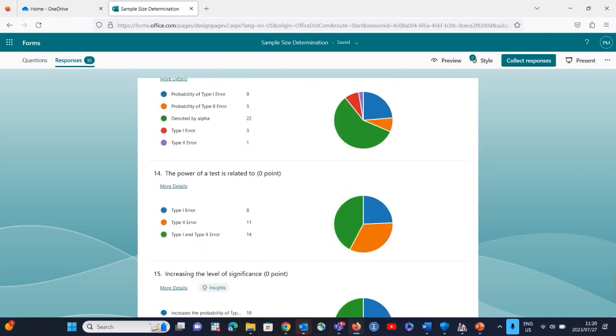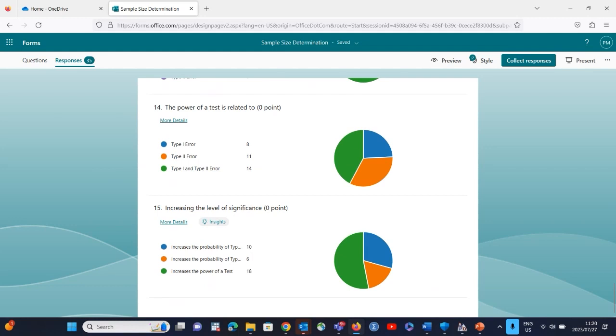The second last one, the power is related to, yes, if you said both, it's correct. If you also said type 2, if you said both, it's correct, because with your type 2 error, we said that 1 minus the probability of type 2 error gives us the power. And it's also related to your type 1 error.